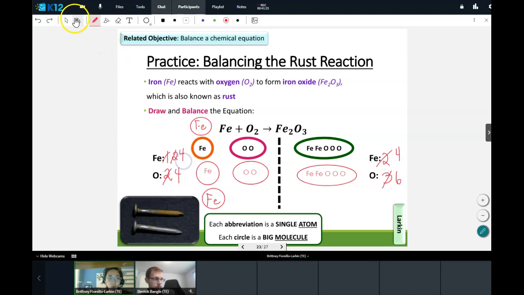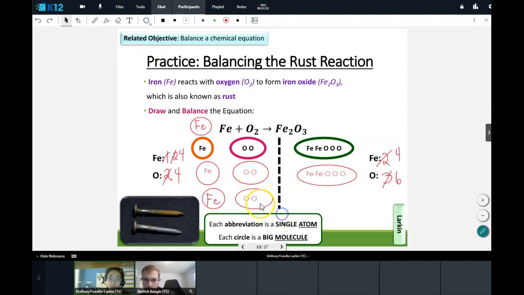And I still need more oxygen. Which side needs more oxygen? The left side or the right side? Yeah, the left side needs more oxygen. And how can I add more oxygen? Should I add another Fe or another O2? I can only add molecules of what I have. Yep. Let's go ahead and add another O2. That's the only thing that has the oxygen I need.